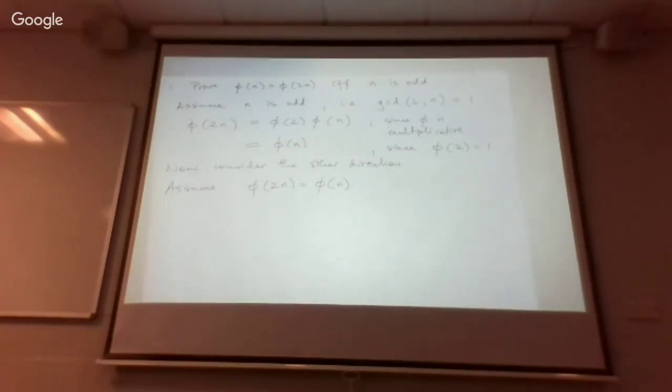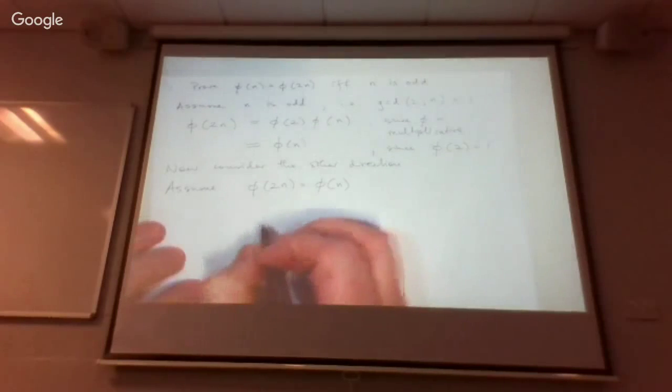Well, how can we prove that n is odd? We can prove that n is odd by proving that n has no factors of 2 in it. Well, we can do that by doing a little proof by contradiction.